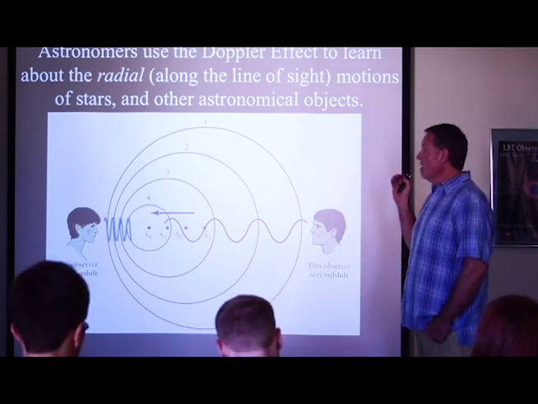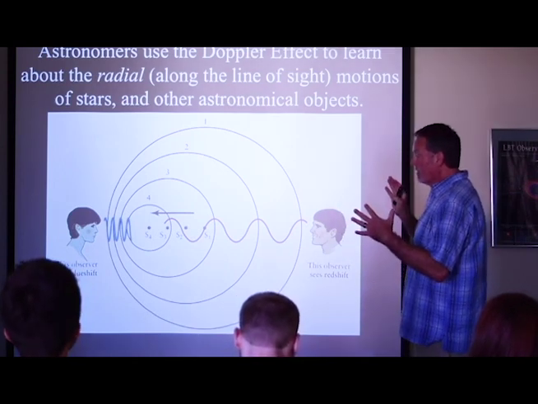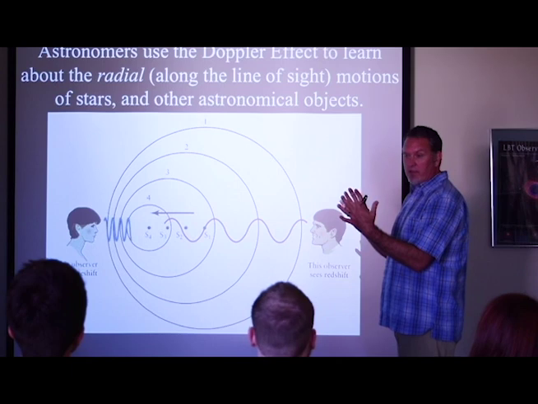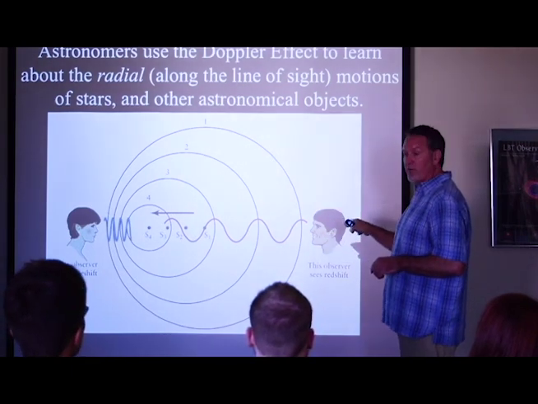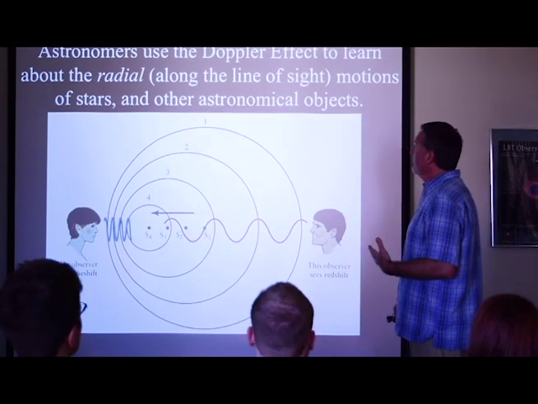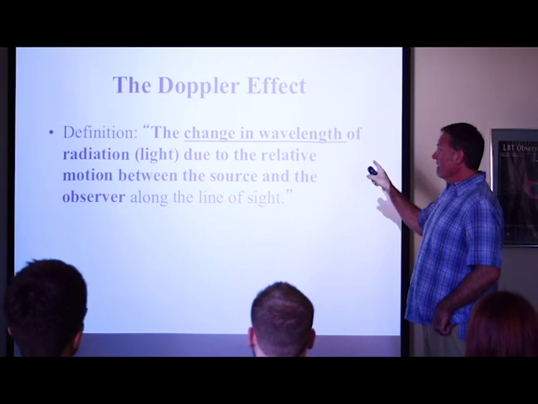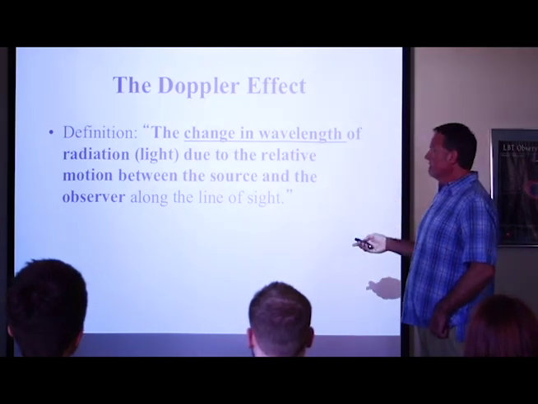So the idea is when the source of light is moving towards an observer, the light that you'll receive is compressed to shorter wavelengths, and when the light source is moving away from a receiver, the light that you receive is at longer wavelengths. And so we'll kind of talk about that more and more. So I want to unpack this definition. Change in wavelength of the light due to the relative motion.